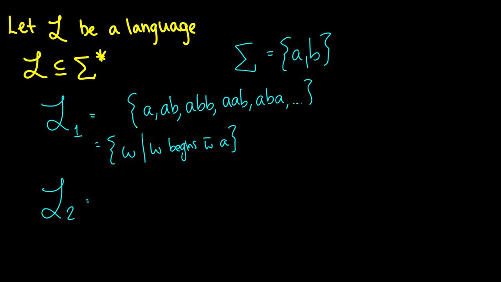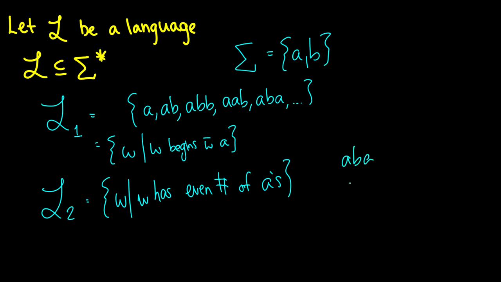Or the second language here, where say, what if we want it so that words have to have an even number of A's? So we say W such that W has an even number of A's. So acceptable words in the language would be like ABBA, or say A, or even just B, because it does have an even number of A's, it's 0. So we can construct these languages to accept basically whatever we want.